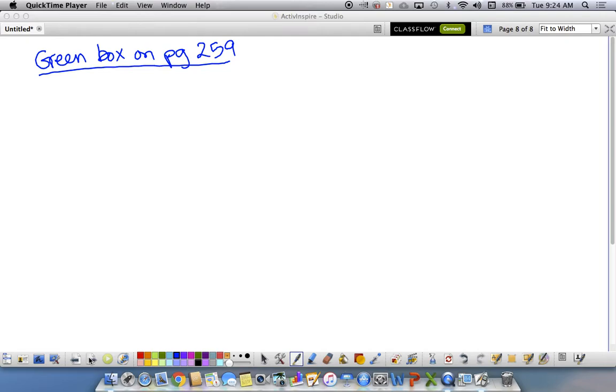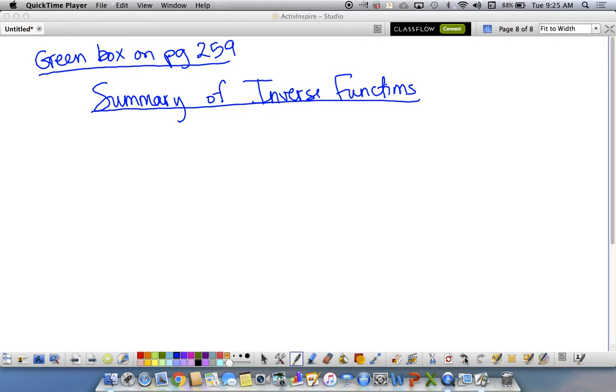The first one in the green box is the summary of inverse functions. I'm going to go ahead and make a title. The summary of inverse functions. Number 1 says, in a one-to-one function. Now I wish I had something that would just write for me as I talked. I don't have that. Maybe someday.